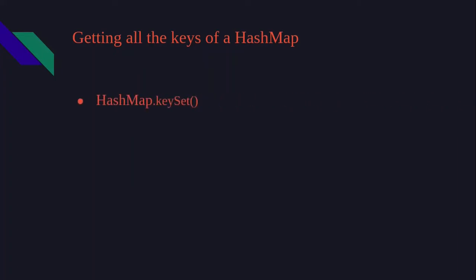Cool. So to get all keys of a hash map, you use a method or a function. I'm using these terms interchangeably because in Java we mostly speak of methods, but in Python we use functions. They mean one and the same thing. It's a block of code that only runs when you call it, right?